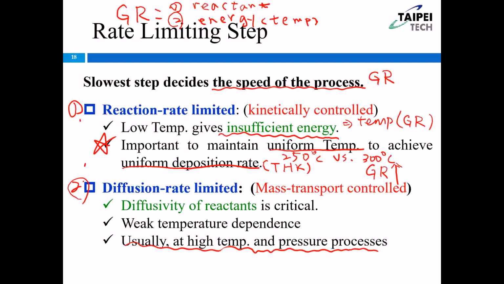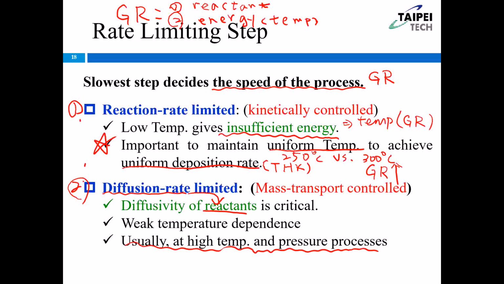Okay. So right now, the diffusivity of reactant is very important. So the amount of the reactant will determine the growth rate. Okay. So that's the reason we call this mechanism diffusion rate limited. Diffusion rate of the reactant. The diffusion rate means the reactant diffusion rate. Reactant diffusion rate is limited. So we don't have enough reactant.